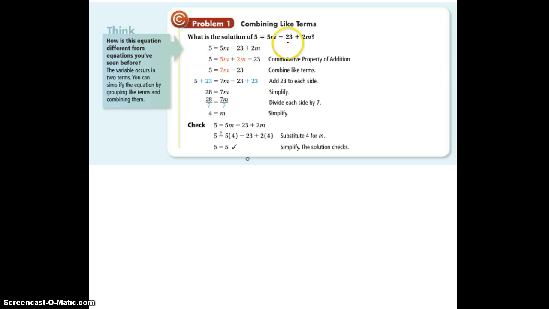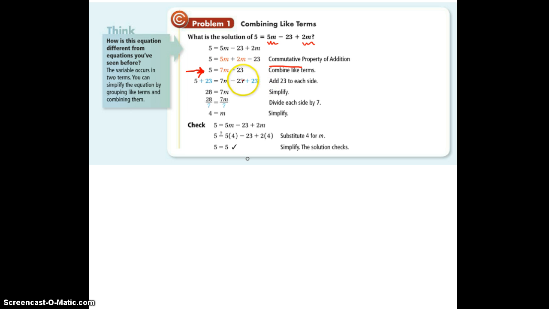So, combining like terms. Anytime you're working on these equations, we can combine like terms to make it a little bit simpler. If you take a look at this problem right here, the first thing I would do is combine the 5m and the 2m. That's because they're like terms and they're on the same side of the equal sign. So I would commute them around so that they're right next to each other and then add them together. When I commute them around and add them together, I am now down here at this step.